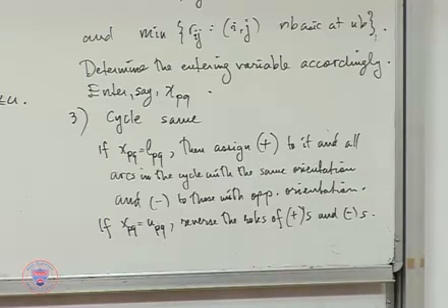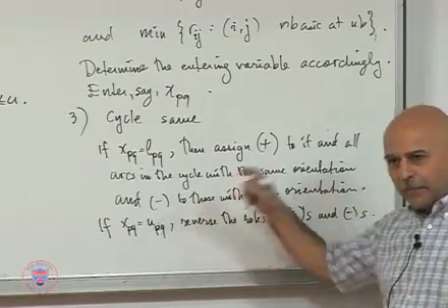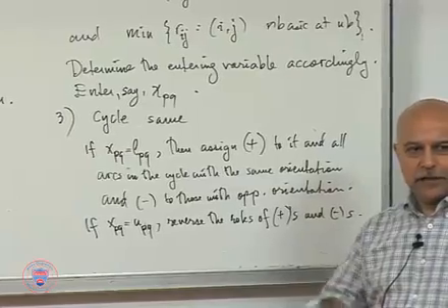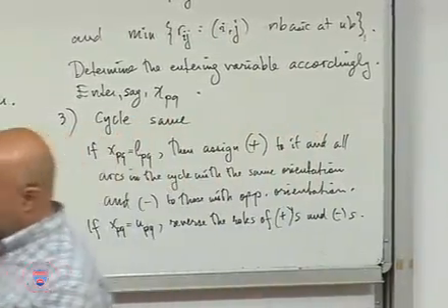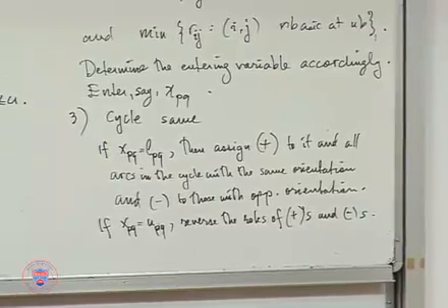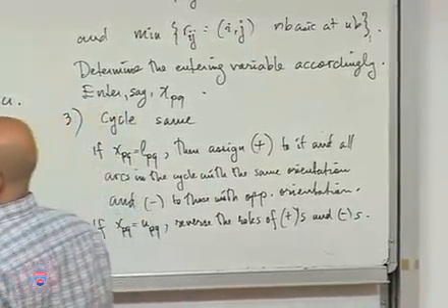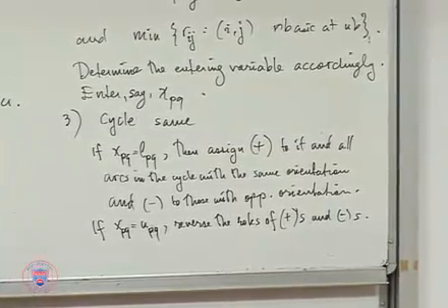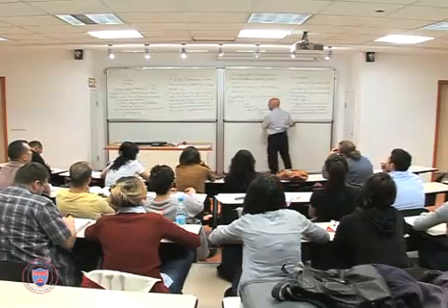Which is a short way of saying that you assign minus label to the incoming one as well as all those that have the same orientation, and plus label to the ones that have the opposite orientation. Anything else that needs to be done? Okay, so that's step 3. Do I have a step 4 somewhere? Okay, so let me continue here.